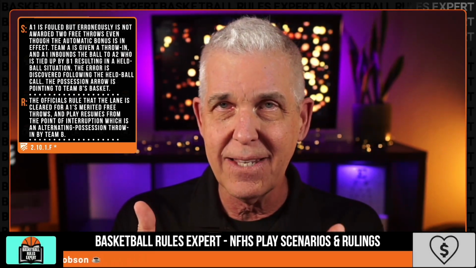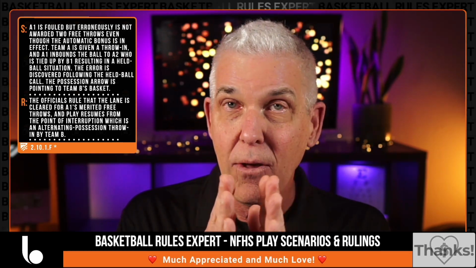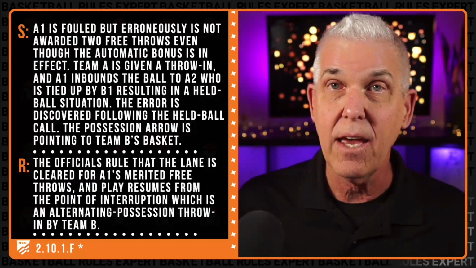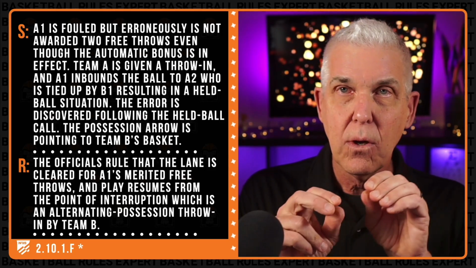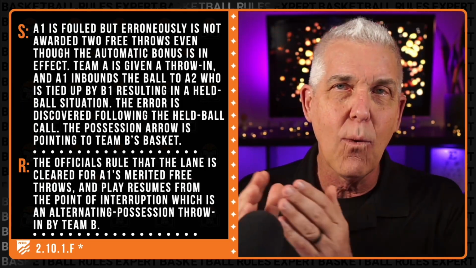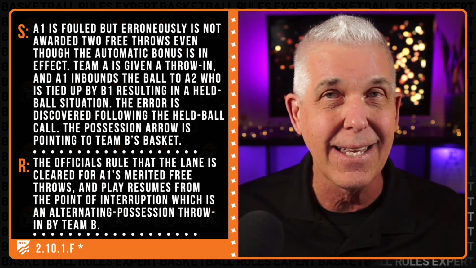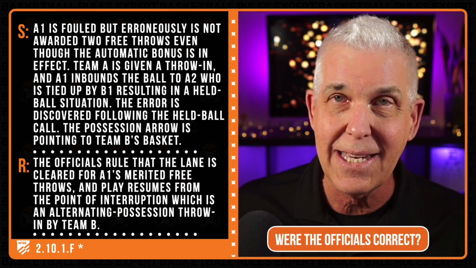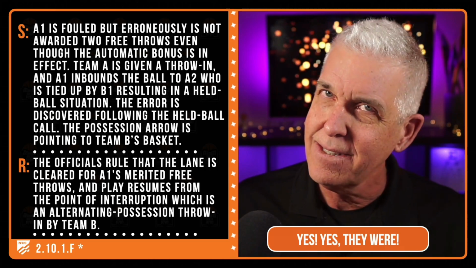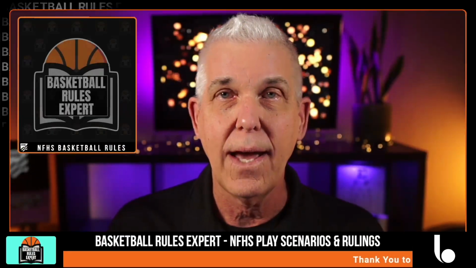So our point of interruption in this instance, when the error is recognized, is an alternating possession throw-in to Team B. The officials say that's going to be our point of interruption. We're going to go back and attempt those merited free throws with the lane cleared, and then award the ball to Team B for their alternating possession throw-in in this instance. Were the officials correct? Yes or no? Yes. Yes, they were. This is the correct adjudication of this play, right?